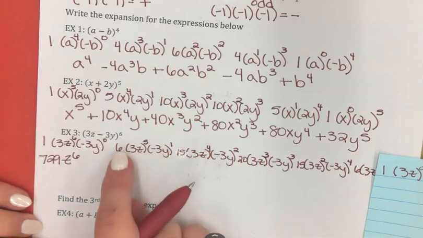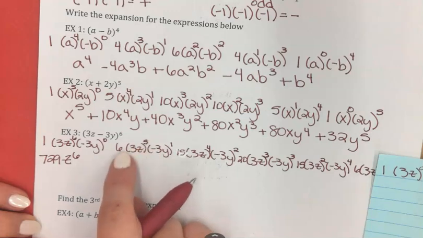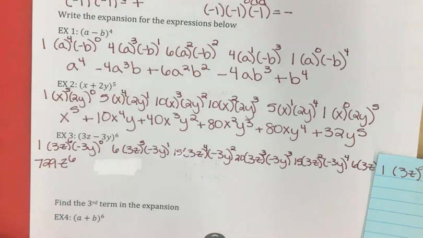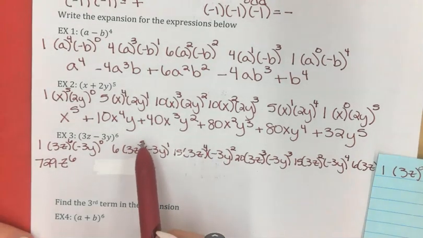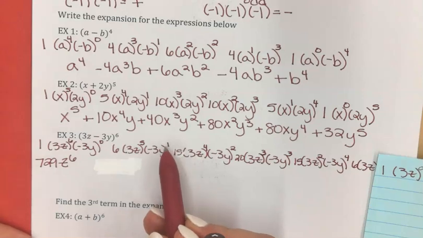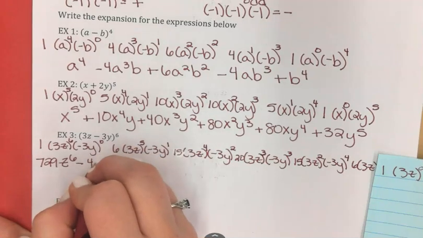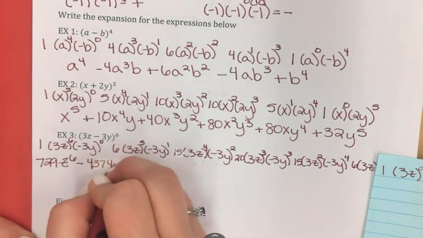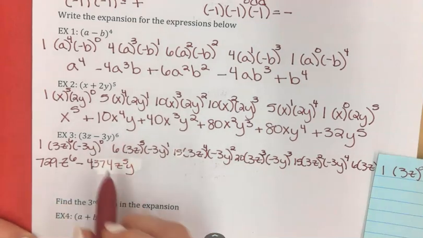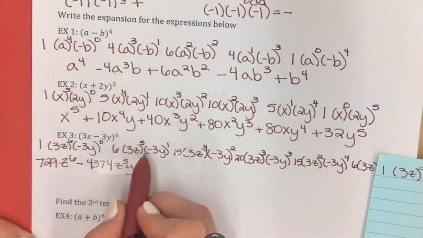Moving on to the next one, I've got 6 times 3z to the 5th. That means I'm going to have to raise 3 to the 5th power and then multiply it by 6. And then not only that, after I raise 3 to the 5th power and multiply it by 6, I still have what is going to end up being negative 3 here because I'm raising it to an odd power. So this is going to end up being negative 4,374 z to the 5th y. Again, this number came from raising 3 to the 5th power, multiplying it by 6, and then multiplying it by negative 3.